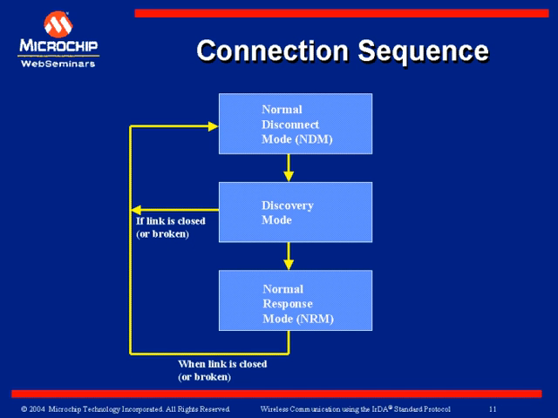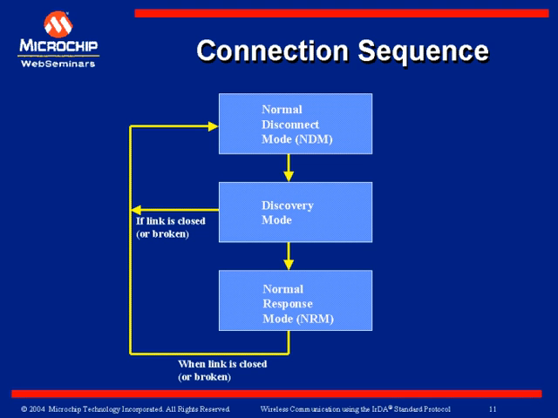Now we're going to look at the connection sequence that occurs on the IR interface. Basically, you can think that there are three states that the IrDA standard protocol stack could be in. These states are normal disconnect mode, discovery mode, and normal response mode. The first state, normal disconnect mode, is basically when the IrDA devices are searching to see if there's any other device out there that it would like to talk to.